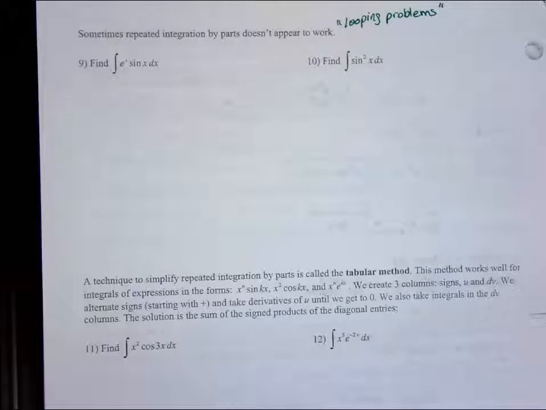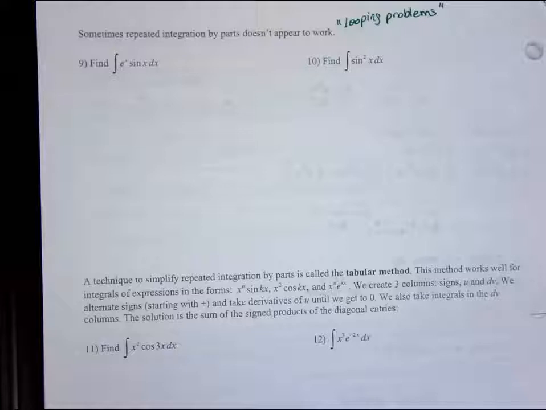e to the x. So e to the x is a looping function. Taking its derivative over and over and over is not going to help. It's not going to make it less complicated. Now, can you think of another one? It takes a double derivative before you get back to where you started. Sine or cosine. So those are the three that tend to do this. So if you see two of those in a problem, you're going to have a looping problem. You're just never going to get anywhere.